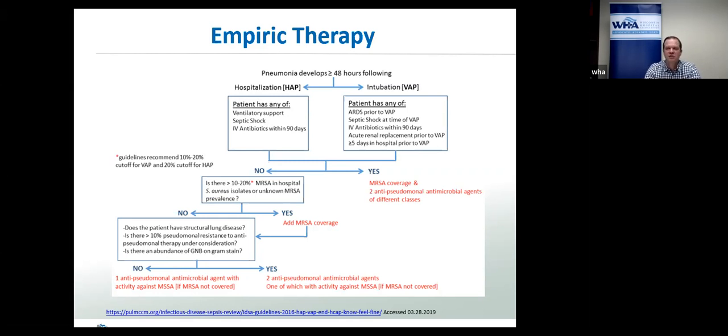So again, the goal here is to choose the right empiric therapy and then wait for testing, wait for sputum cultures, wait for clinical response, and de-escalate care as soon as possible. I'm sure we'll have some questions about this at the end, so absolutely lay them on me.